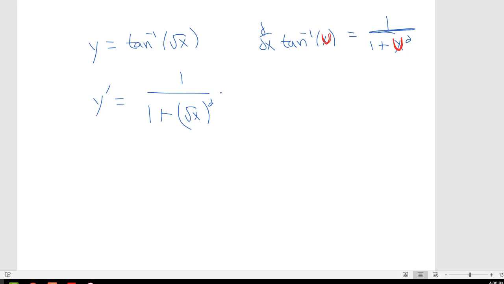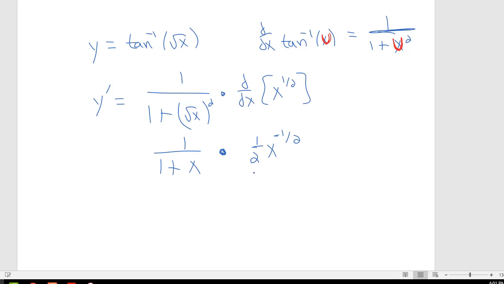And then the chain rule says I have to multiply by the derivative of the inside. Right, so I have to multiply by the derivative of root x. So of course this is 1/2 x to the negative 1/2 is what this derivative is going to be. So I have 1 over 1 plus, and then root x squared is just x.